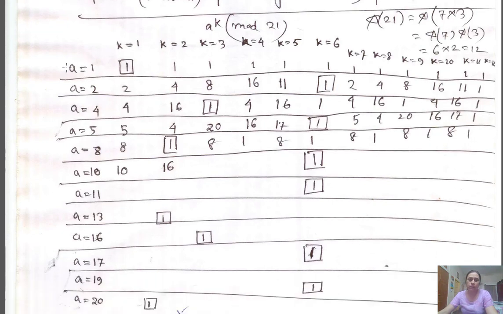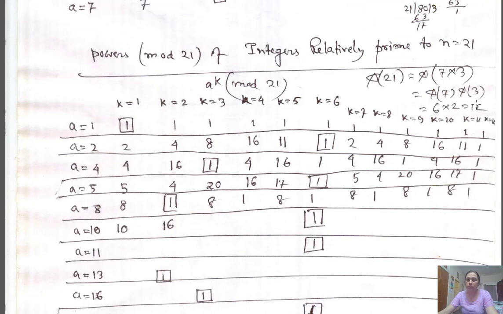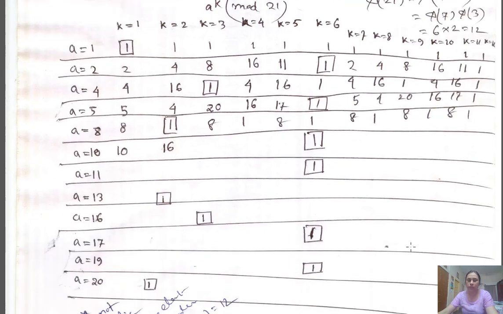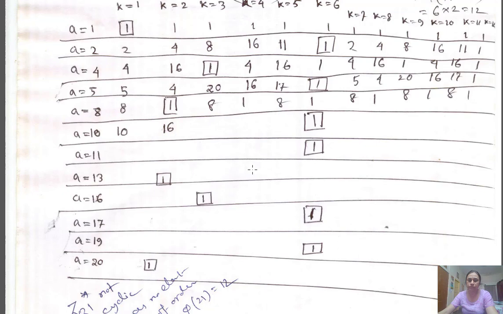We can list all these integers which are relatively prime to 21, and then keep on powering up to 5n. 5n means phi(21), that means 12 up to 12. Okay, last column, that means k equal to 12. This column all will be 1, and the orders you can find this way.